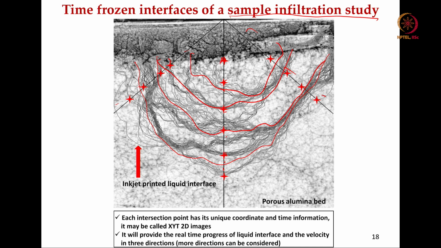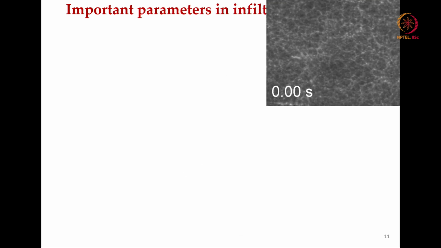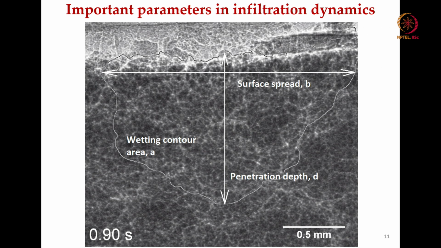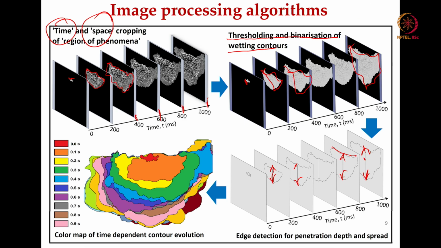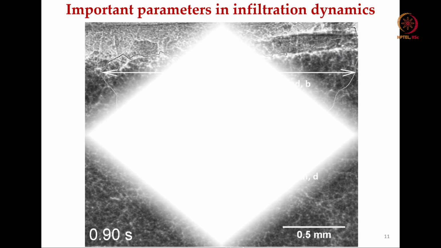This is essentially done in the same experiments, the porous alumina bed. So at the beginning of the experiments, if you follow how this video was recorded, at 0 seconds, then at 0.9 seconds, you quantitatively measure the surface spread and penetration depth, and also the wetting contour area A. And this one that I have shown you before is after the edge corrections, right. Here you have shown that edge detection was done for penetration depth.